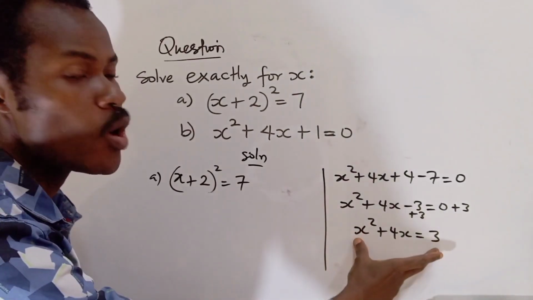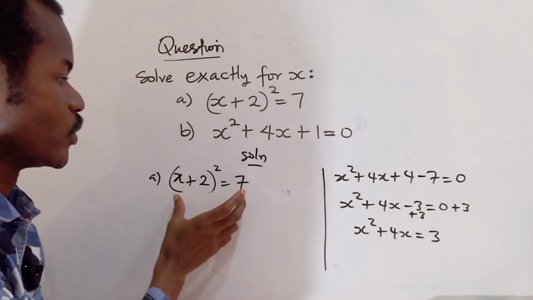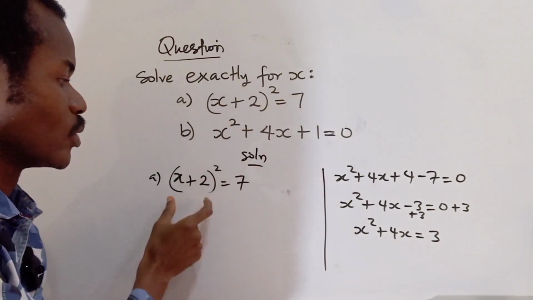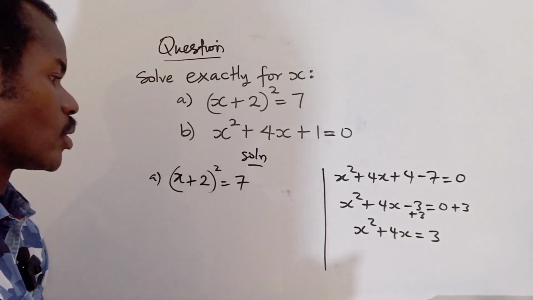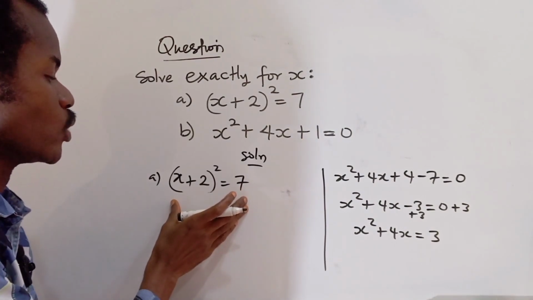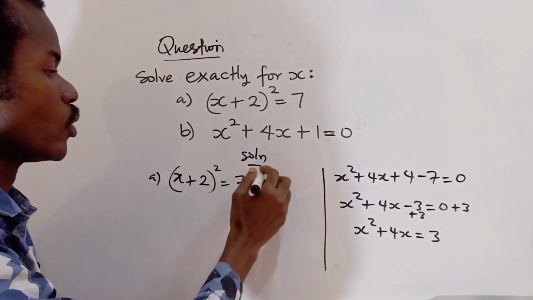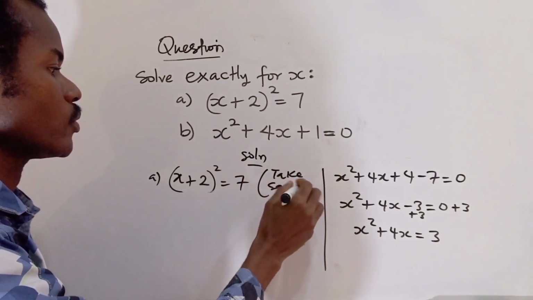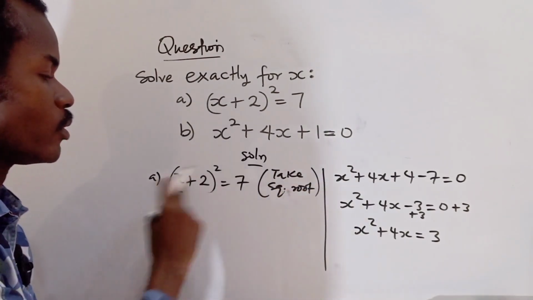Now, if you actually complete the square here, you are going to come back to this. So that is why I said from this, you don't want to start by expanding this. If you solve this, you get back here. So from this point, what do we do? We are going to take square roots of both sides.